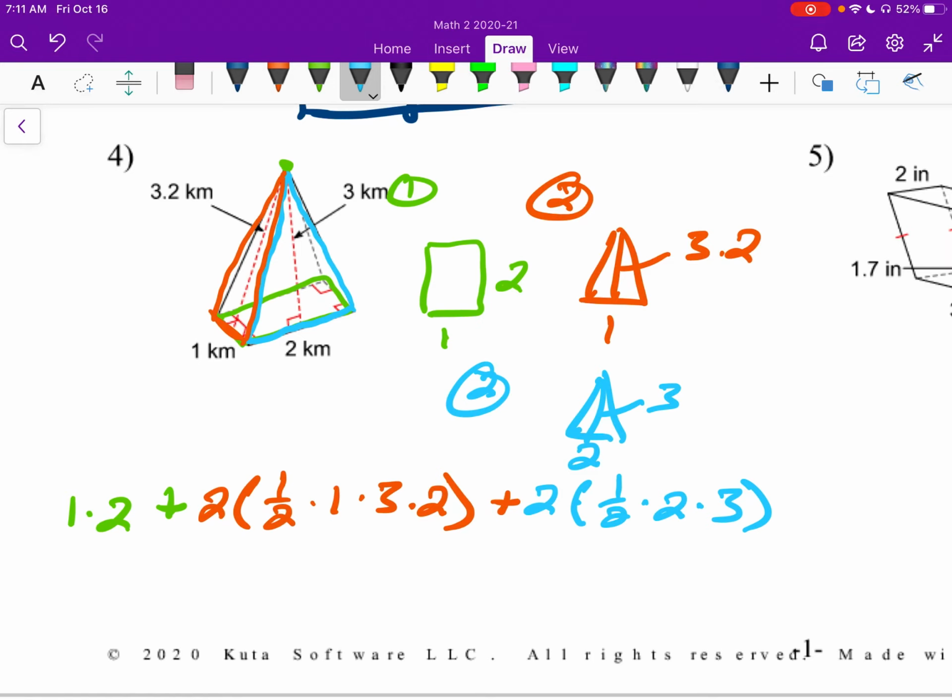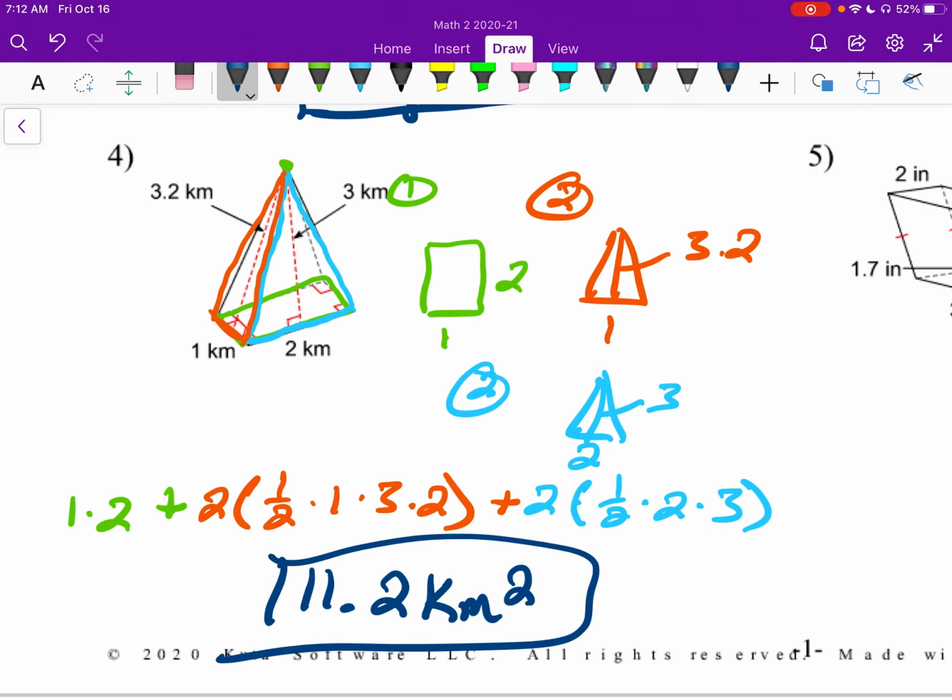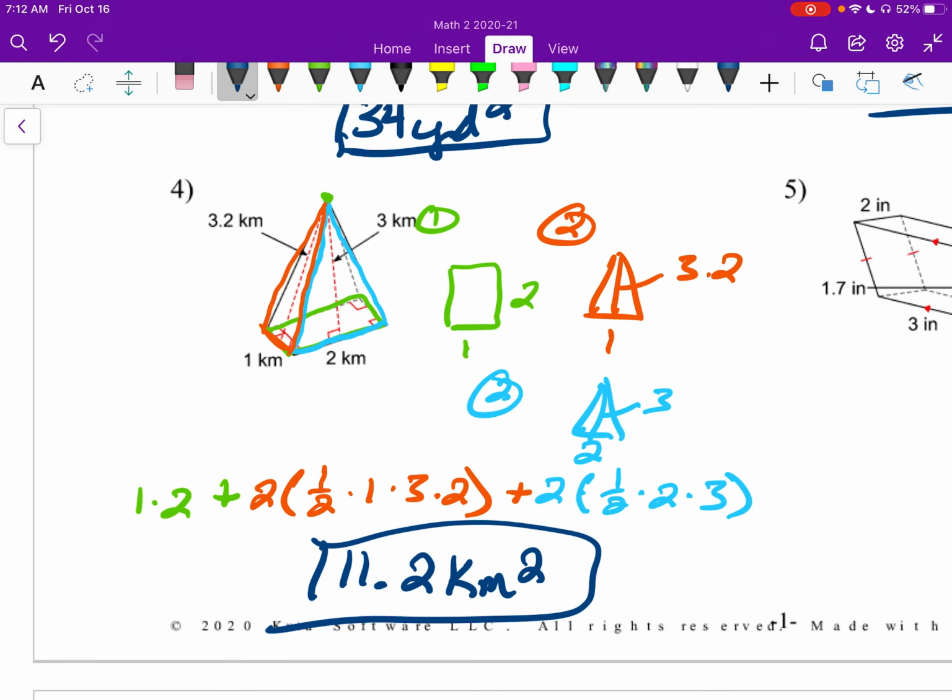All right, and I'm going to just type this in. I'm going to have 2 plus 3.2 plus 6. I did a little bit of the simplifying in my head there. And I got 11.2, and we're talking about kilometers. They are squared. All right, that's that.